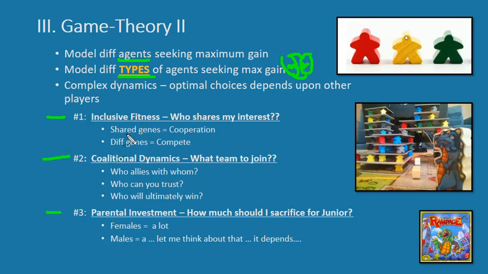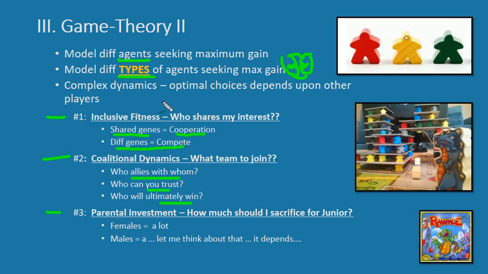So inclusive fitness has to do with the dynamics that arise when you have shared genes, and it can fuel some cooperation because that cooperation is promoting those shared genes. And it suggests also that if you have different genes, you're going to be more likely to want to compete. Coalitional dynamics emerge when you have individuals working together for some kind of collective good, and it raises the issue about who allies with whom, and who can you trust, and to what extent do you want to align yourself with a winner, even if they might have some other drawbacks in terms of maybe they aren't as ethical.